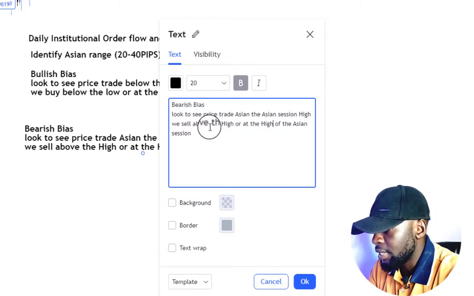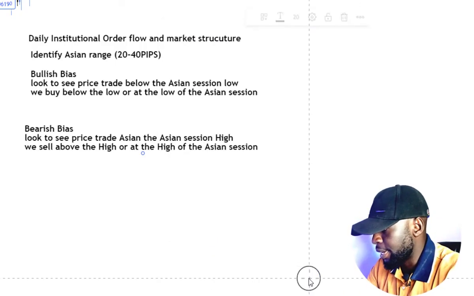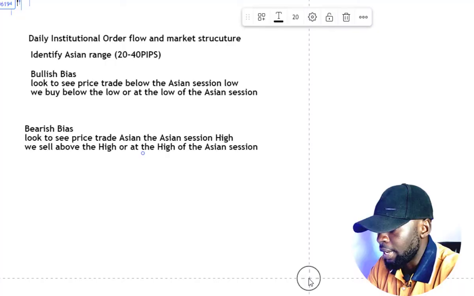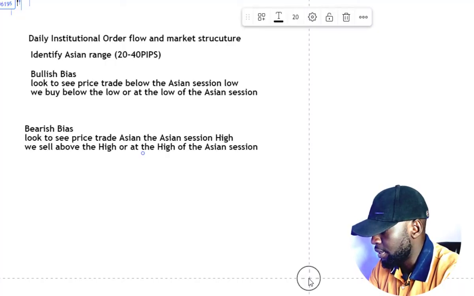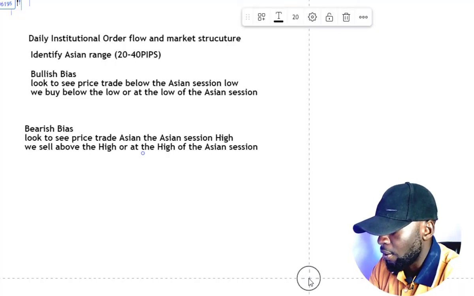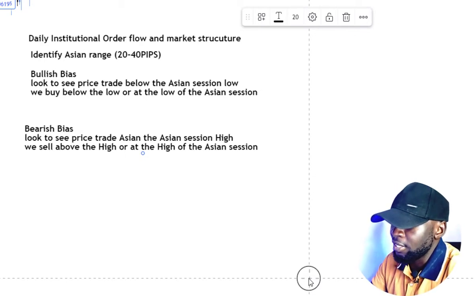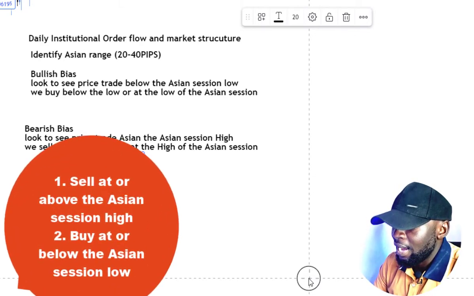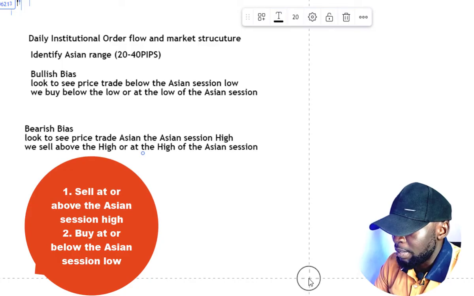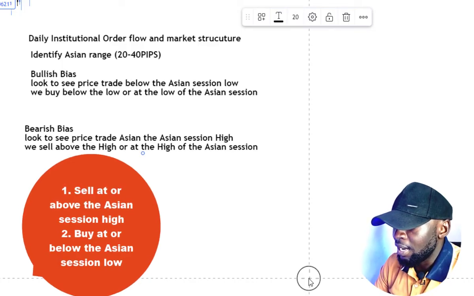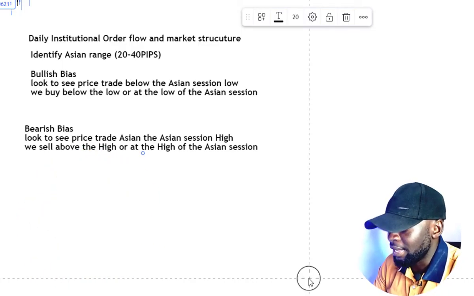This is when we have a bearish bias. Okay, we would like to be selling above the Asian session high or at the Asian session high. That's where we want to be selling, and then we target 40 pips as our take profit, and we are done trading for that day. Okay guys, so let's go to the chart as I show you how to do these things.